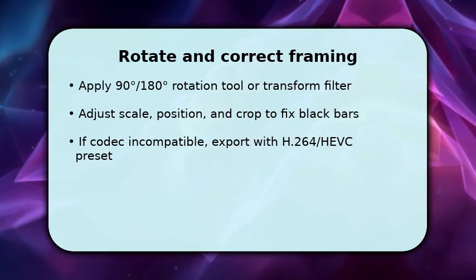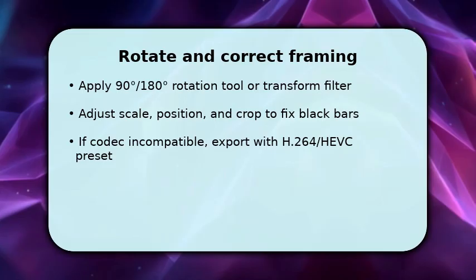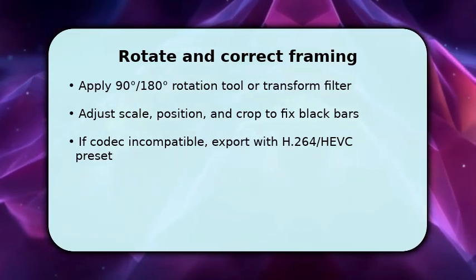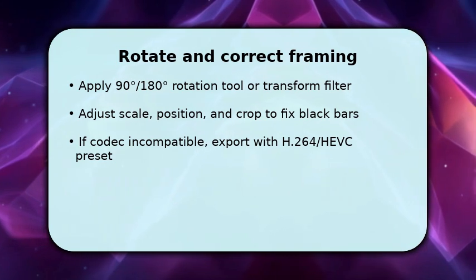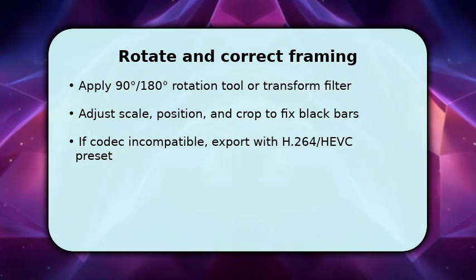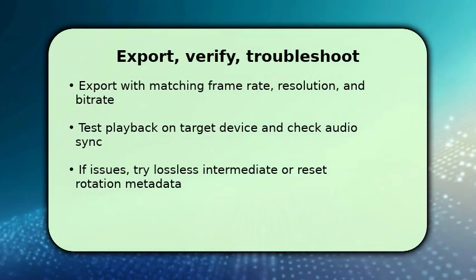If your source codec won't accept transforms, you must transcode, export to H.264 or HEVC in a fresh file and re-import. This ensures the rotation embeds correctly without artifact. Finish by exporting using matching frame rate, resolution, and a stable bitrate so the rotated file behaves like the original.